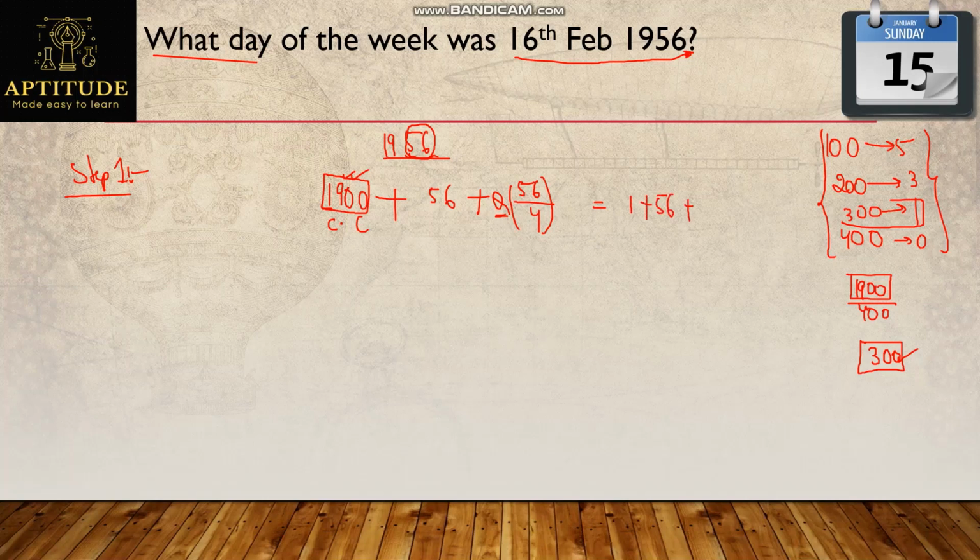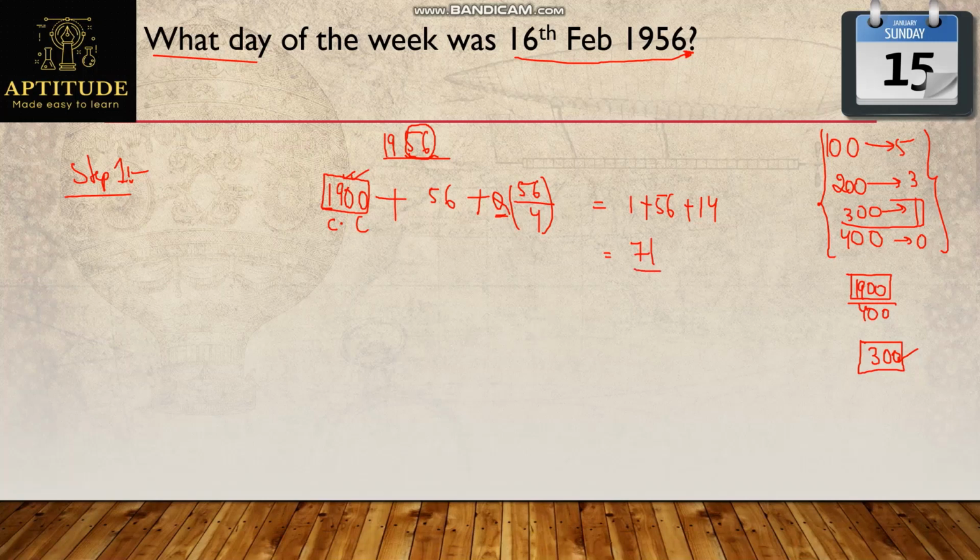So we need to add 1 here, that is the century code, and the 2 digits of the year as it is. Quotient: 56 divided by 4, what is the quotient we'll get? It is nothing but 14, right? 4 14s are 56, so 14 will be the quotient. So add this up: 56 plus 14 is 70, plus 1 is 71. So 71 odd days are there.